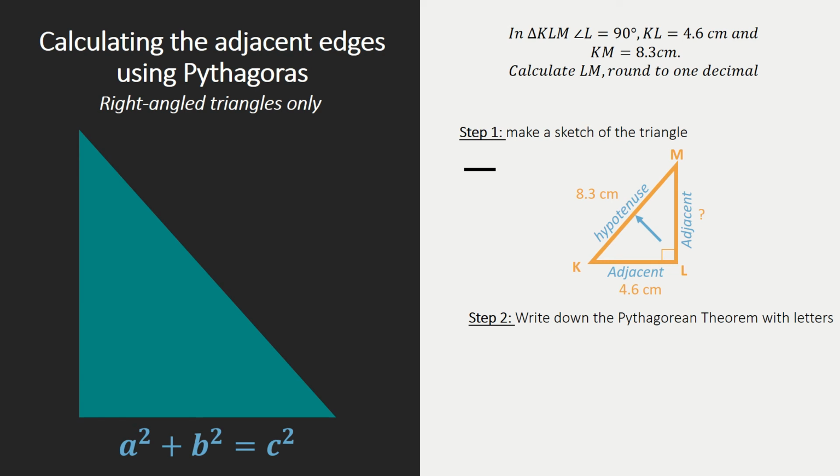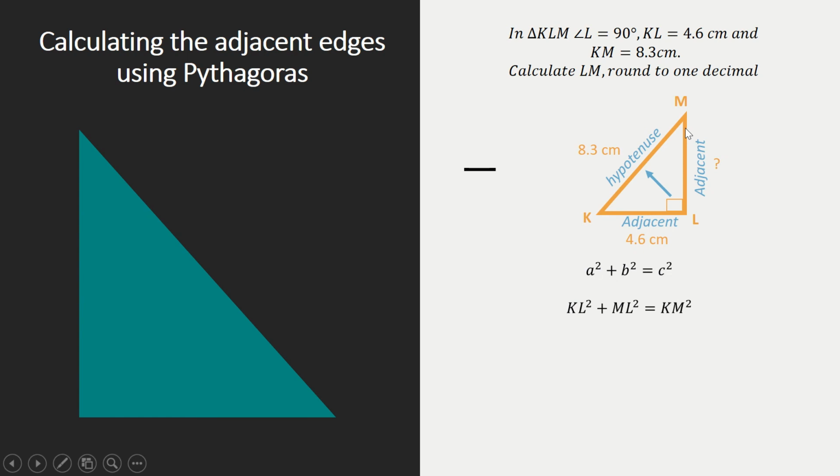Our second step is to write down the Pythagorean theorem with letters. So a squared plus b squared equals c squared, or adjacent edge squared plus adjacent edge squared equals hypotenuse squared, or short edge squared plus short edge squared equals long edge squared. In this case, it's KL, since this is a short edge squared, plus ML, also a short one, squared equals KM squared, since this is the longest edge of the triangle.